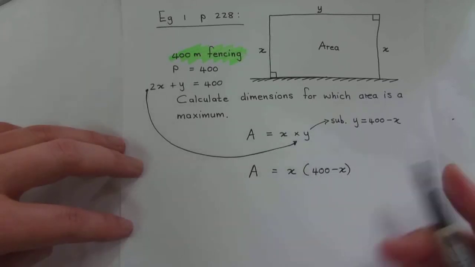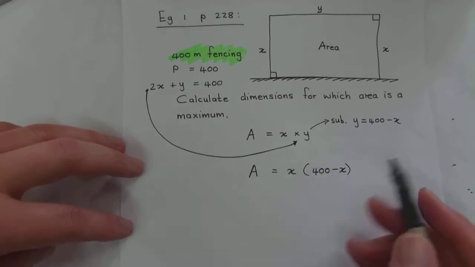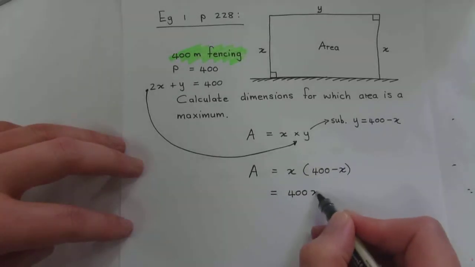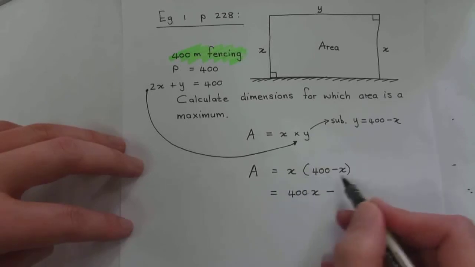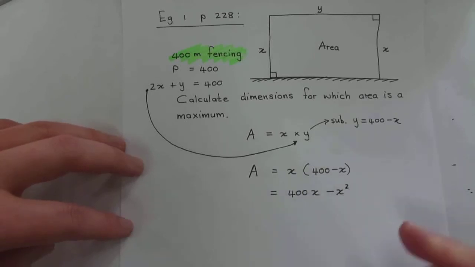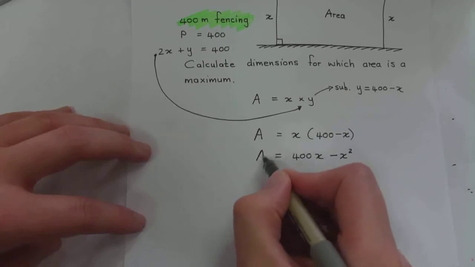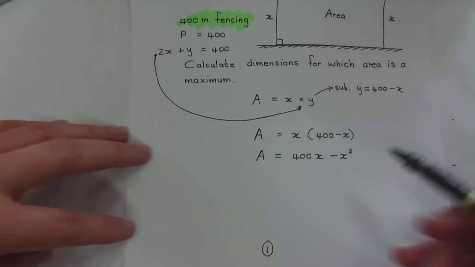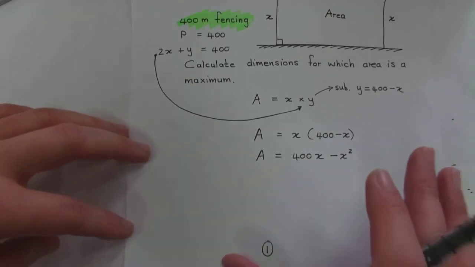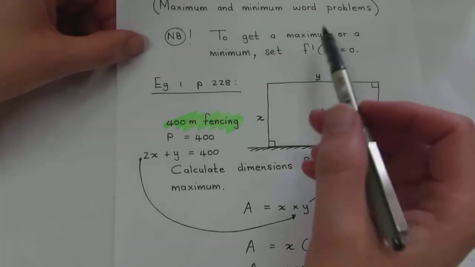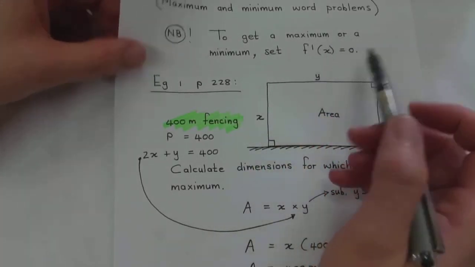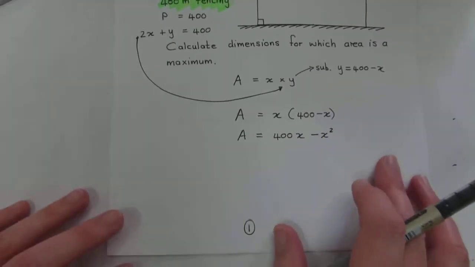And please be careful. Remember, we can't find the derivative of a product. So I first need to simplify using the distributive law, saying 400 times x and then x times negative x, which is minus x squared. So now I know that the formula for the area of this rectangular ostrich den is this. Now finally I can go back to where it says to get a maximum or a minimum, set the derivative equal to 0.